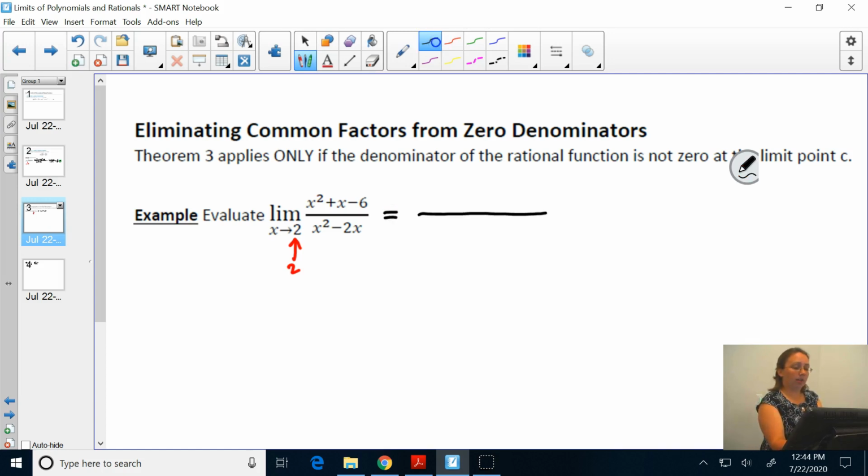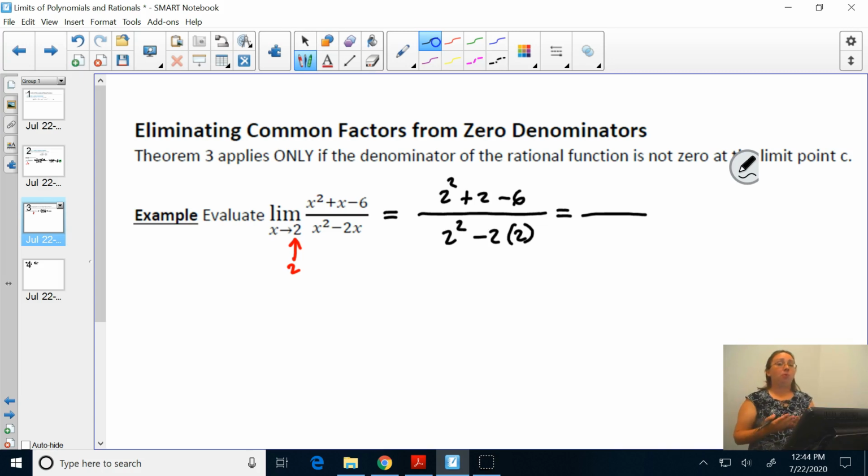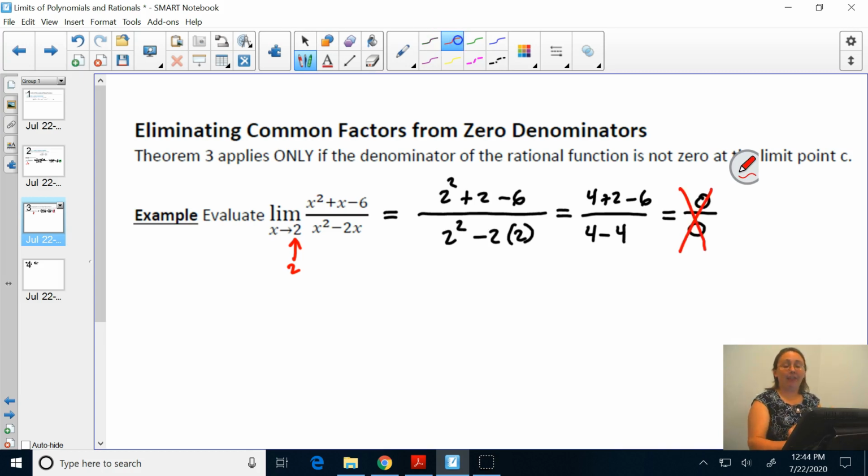So on top we have 2 squared plus 2 minus 6. On the bottom, 2 squared minus 2 times 2. Work it out. I'm going to work top and bottom, but you're going to notice something on the bottom, and that's the important part. But you should work the top too, because it might help you see what's actually happening. So on top we have 2 squared, which is 4, plus 2 minus 6. On the bottom, 2 squared is 4, minus 2 times 2, that's 4. So what do we end up with? 0 divided by 0.